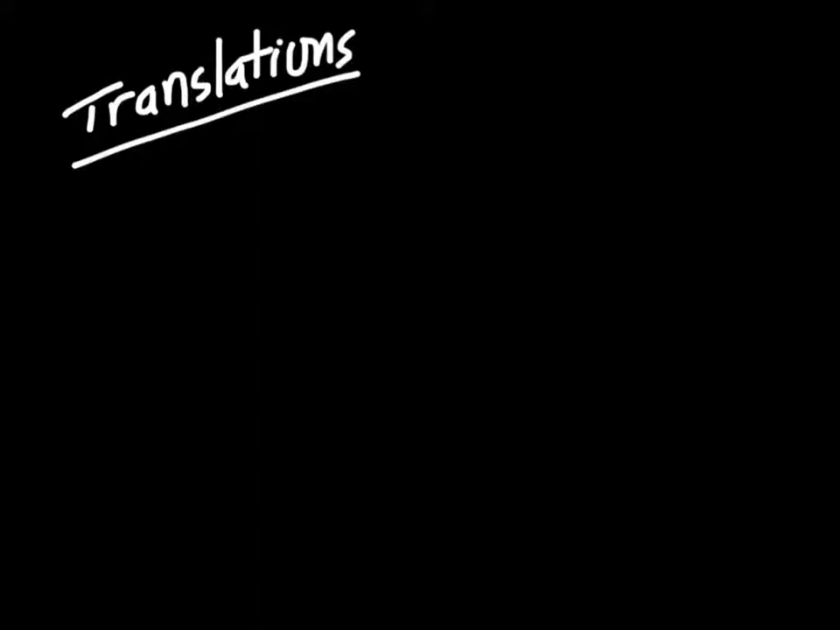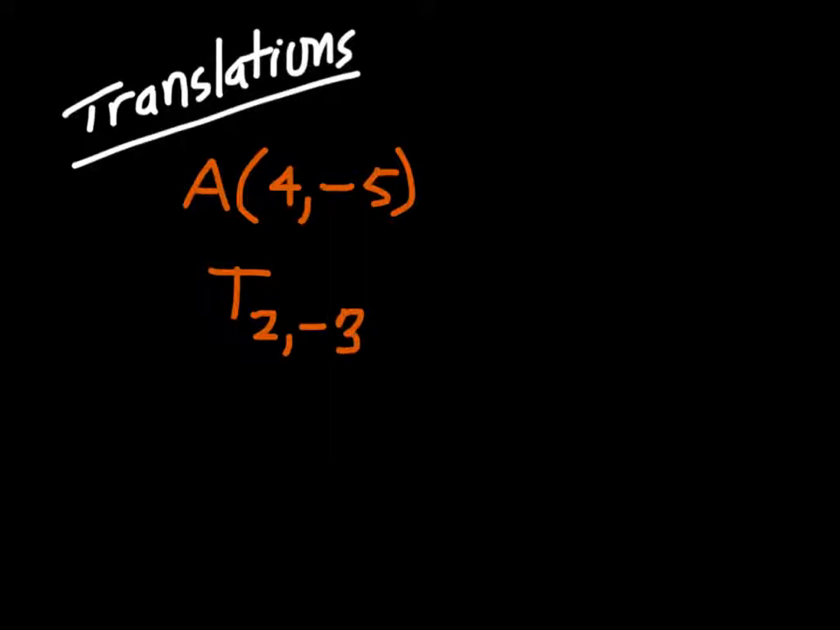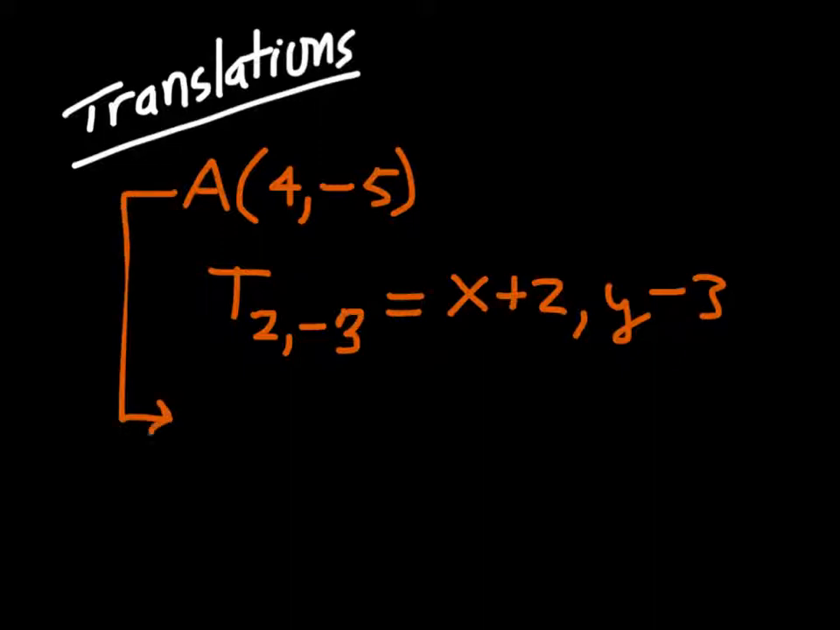Alright, the next transformation is a translation. A translation is a slide, and if we started off with the point A, which we would begin with maybe 4, comma negative 5, and they were asking you to translate it according to 2, comma negative 3. What that means is to take the x and add 2 to it, take the y-coordinate and subtract 3 from it. So our brand new point A would turn into 2 more for the x and 3 less for the y.